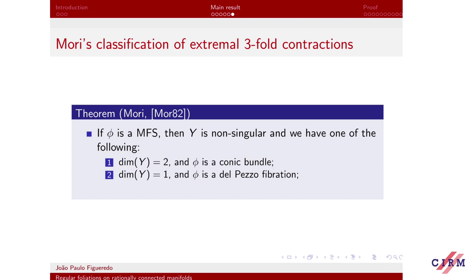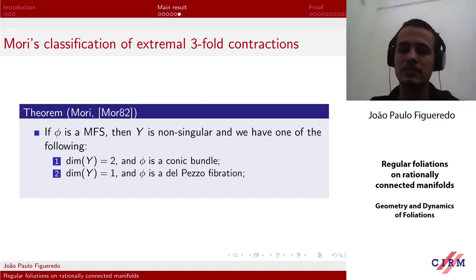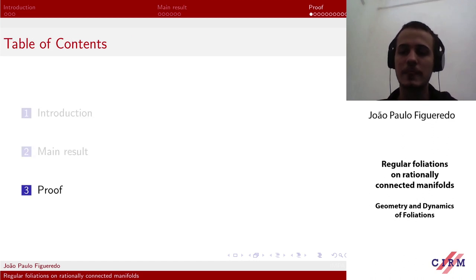If the dimension of Y is 1, phi is a del Pezzo fibration. The fibers are del Pezzo surfaces. And if the dimension of Y is 0, X is a Fano manifold. So this is a main ingredient in our proof. So now let's go to the proof.